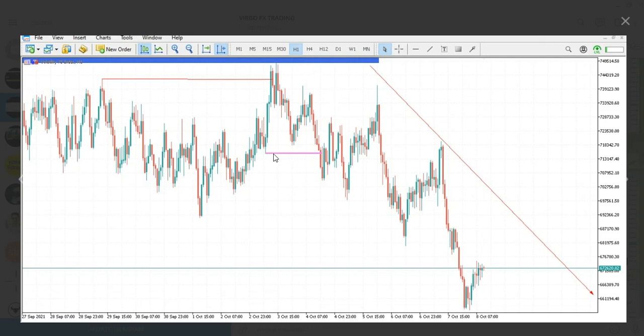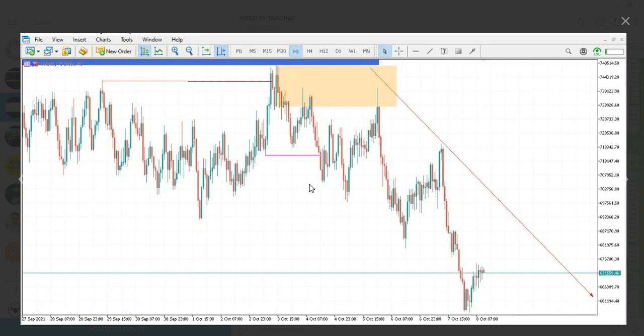So we can see price broke structure here while it was going down. But why do we have this move up here? Let's see in the next photo.